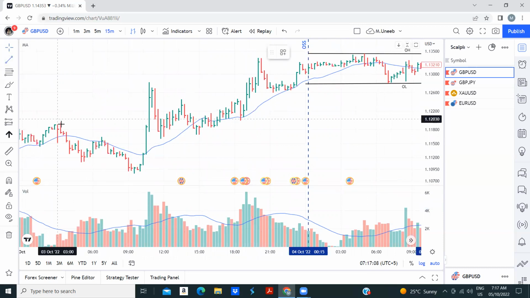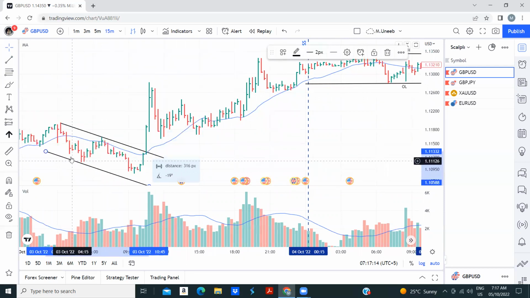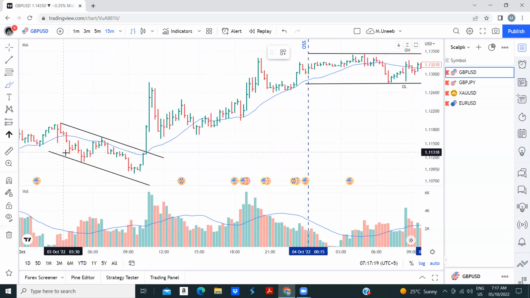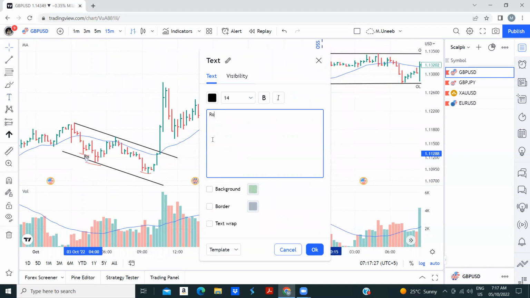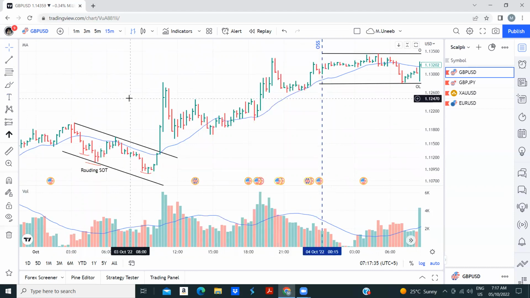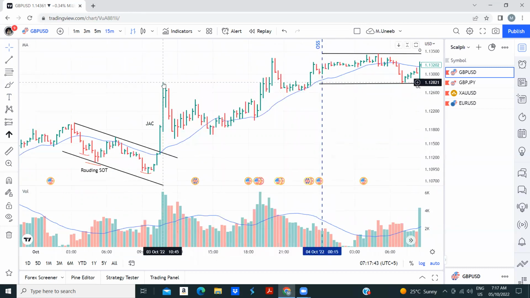So if I draw the channel from here to here and extend it, what I see here is these moves, this is shortening of the thrust. I got SOT. This is known as rounding SOT. So I draw the structure before the overnight session starts on a 15-minute time frame. Everything needs to be determined on a 15-minute time frame. So this one is jump across the creek, JAC.